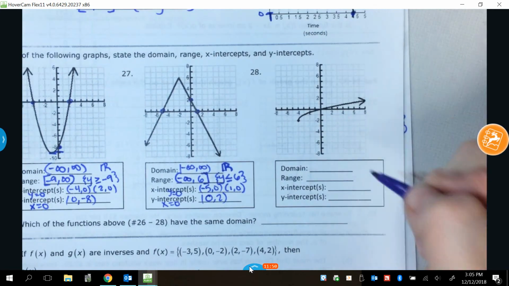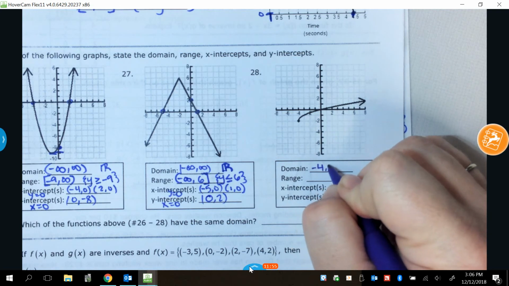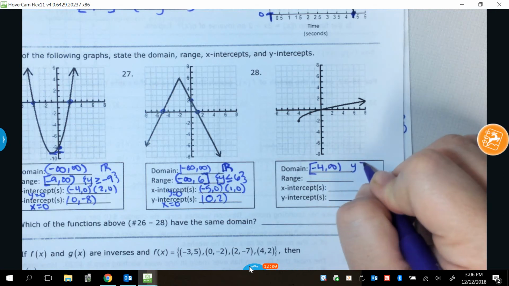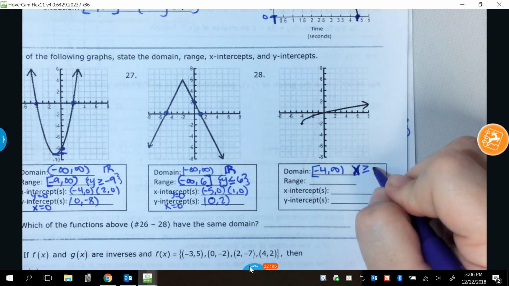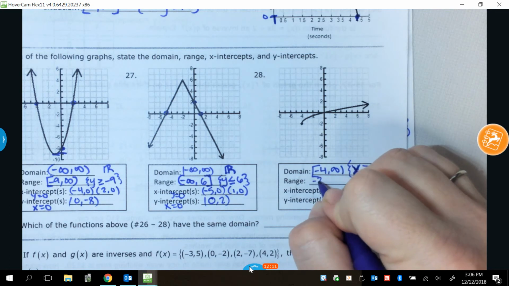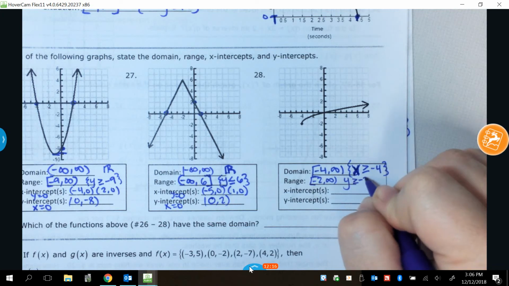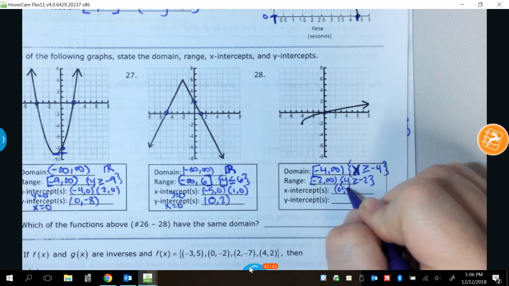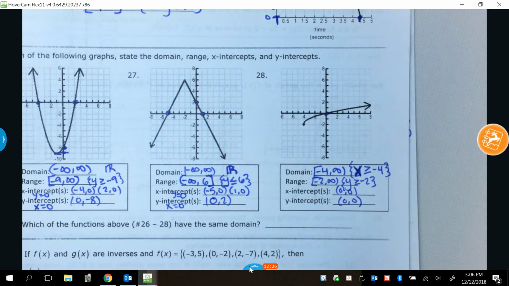Last but not least, domain. This one's domain is a little different because it doesn't go left forever. It stops at negative 4. So negative 4 to infinity because it goes right forever. Or we could say x is greater than or equal to negative 4, because we're talking about domain. Our range is your height, so that's negative 2 to infinity. Or we could say y is greater than or equal to negative 2. X-intercept is 0, 0, which is also my y-intercept, because that's where the x and y axis cross.